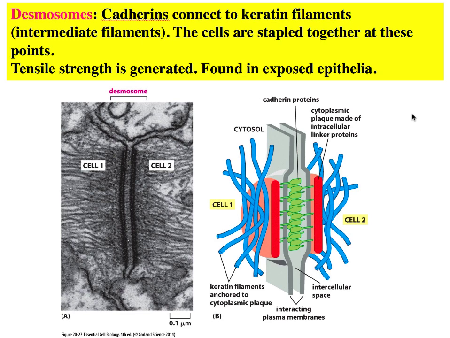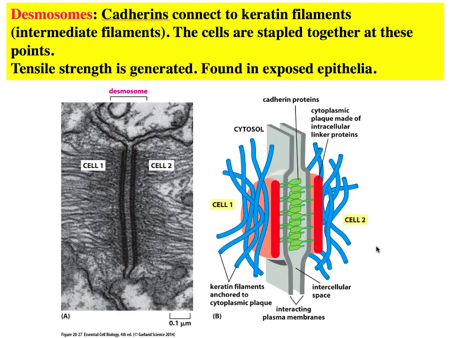Let's focus on desmosomes. Desmosomes are like molecular staples. They staple cells together so that forces can be transmitted through their cytoskeletons. In this case, the blue molecules in cell 1 are the keratin filaments, part of the intermediate filament family, and they are connected through these plaques of linker proteins to the cadherin molecules. And on the other side, we have a mirror image of the same structure. Desmosomes offer great tensile strength in that they don't give, so forces are transmitted in all different directions.